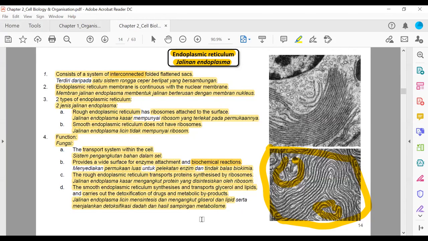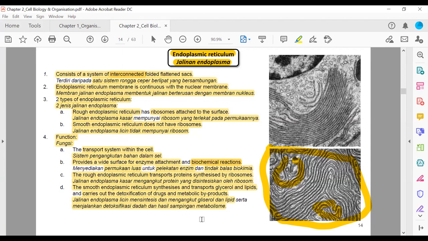Okay, for example, what is the function of RER? RER transports protein made by the ribosome. Jalinan endoplasma kasar mengangkut protein yang dihasilkan oleh ribosome. What does SER do? Jalinan endoplasma licin buat apa?